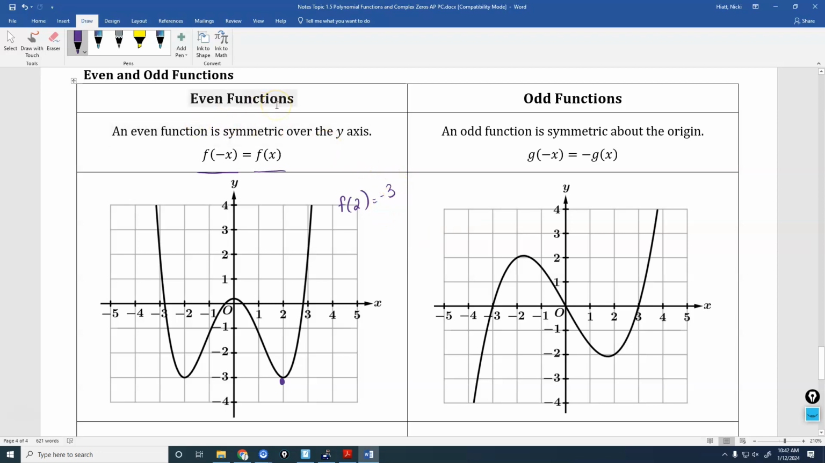On an even function, if I plug in the negative of that number, if I do f of negative 2, here goes. I don't know why it's doing that. It's crazy. All right. F of negative 2 should have the same value. It should also be negative 3. Right here.